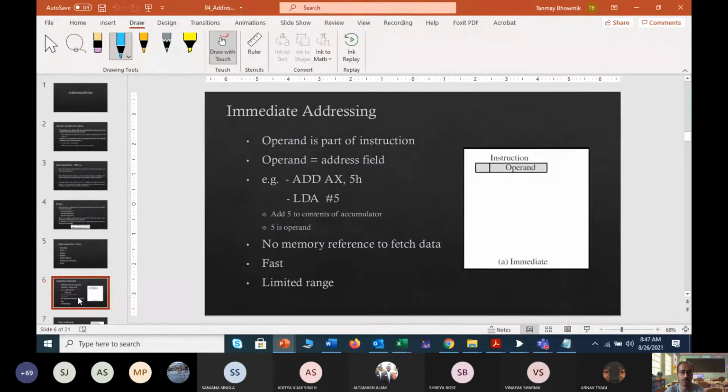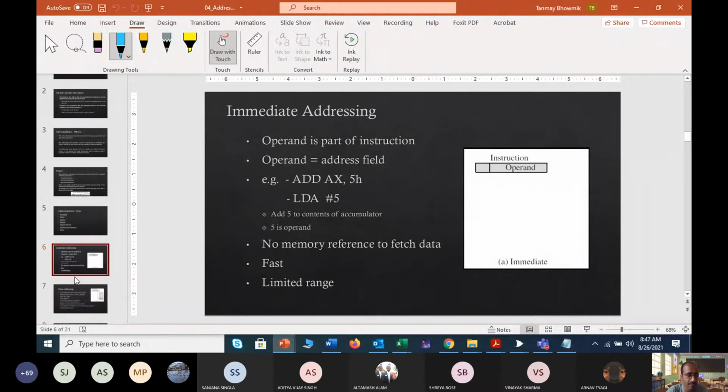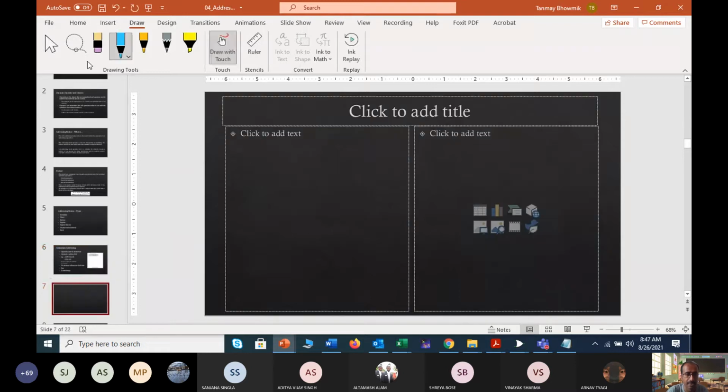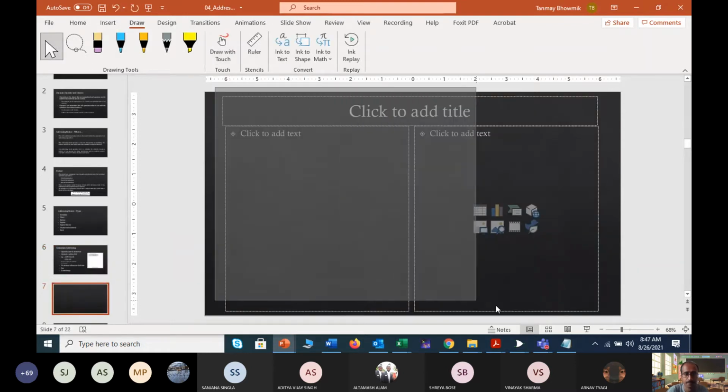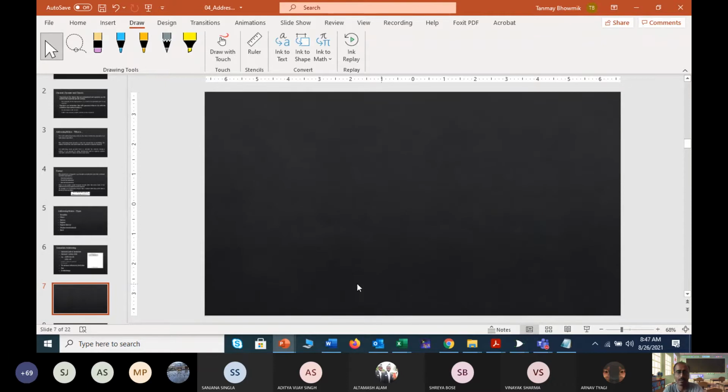So I hope I can go to immediate addressing, right? Every time I will create another blank slide here and I will write the addressing mode here. Okay. Now just look. Why have I not connected my writing pad? It's connected. Very good.